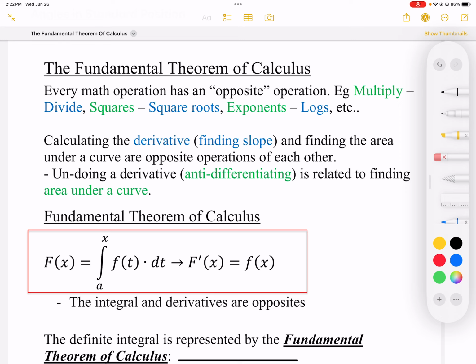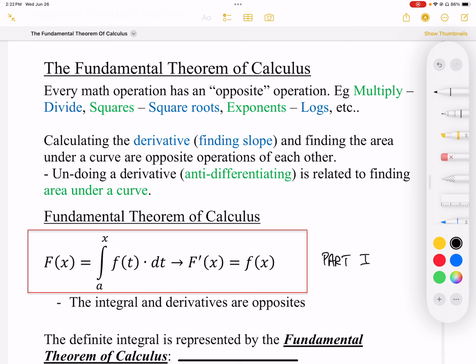So there's the fundamental theorem of calculus, and there's two parts to it. The first part, which we're going to call part one, is basically saying that the integral and the derivative are opposite operations. They essentially undo each other.